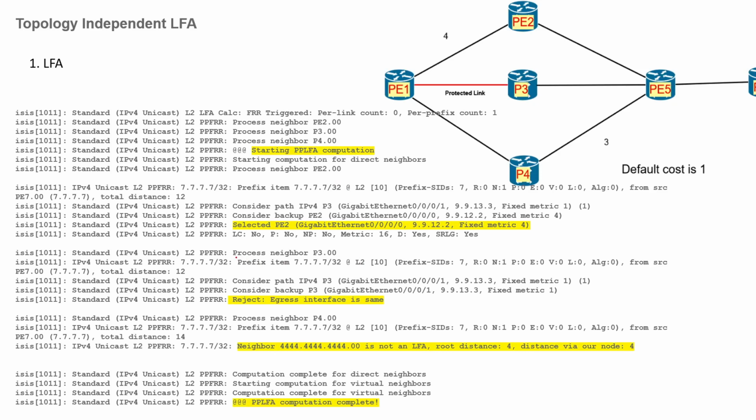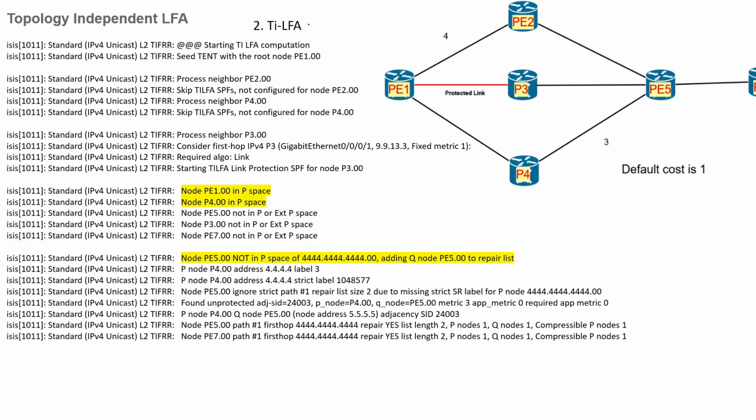Then now it runs the RLFA. Now it runs the RASPF for the node P3, but it rejects that saying that egress is the same interface. And now it runs the RASPF for the P4, but it's not the LFA router. And then it completes the LFA operation.